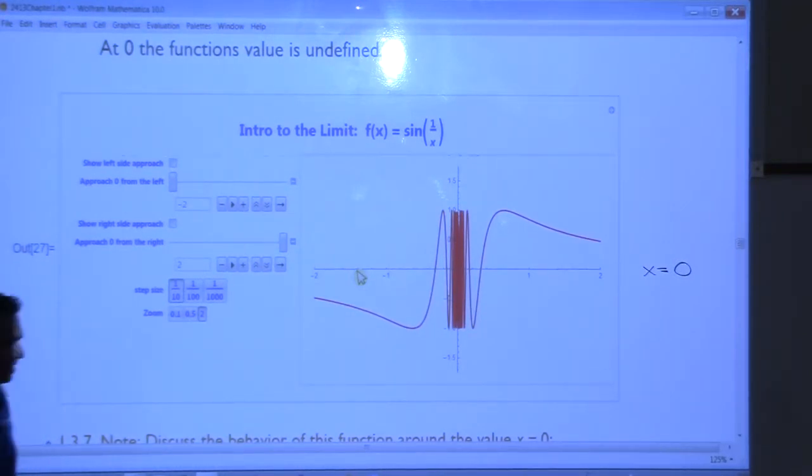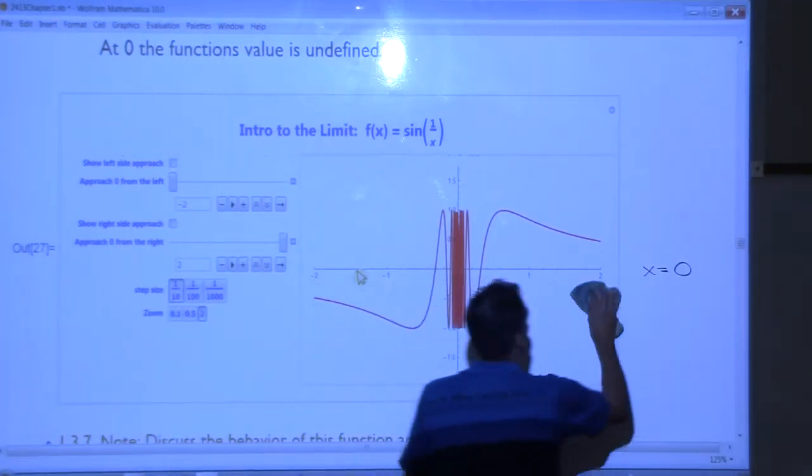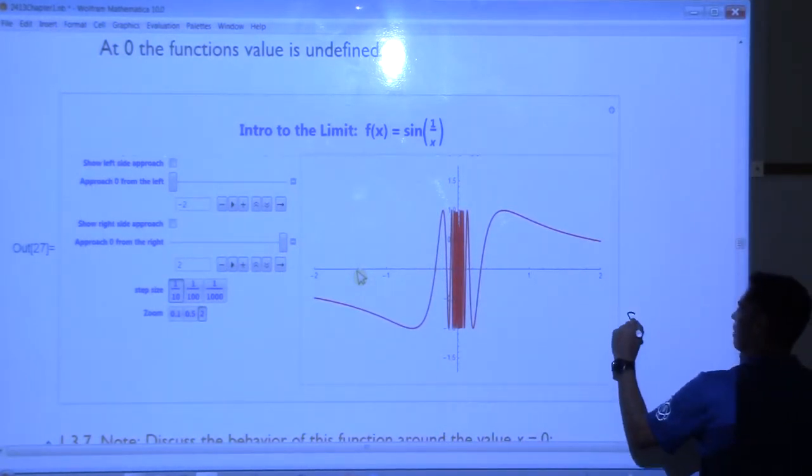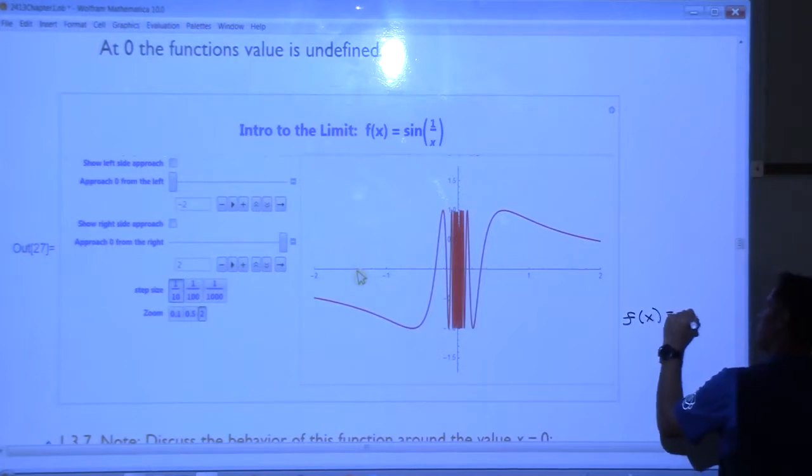Maybe I spoke too soon. All right, this is an interesting function. It's worth talking a little bit about the function itself first.